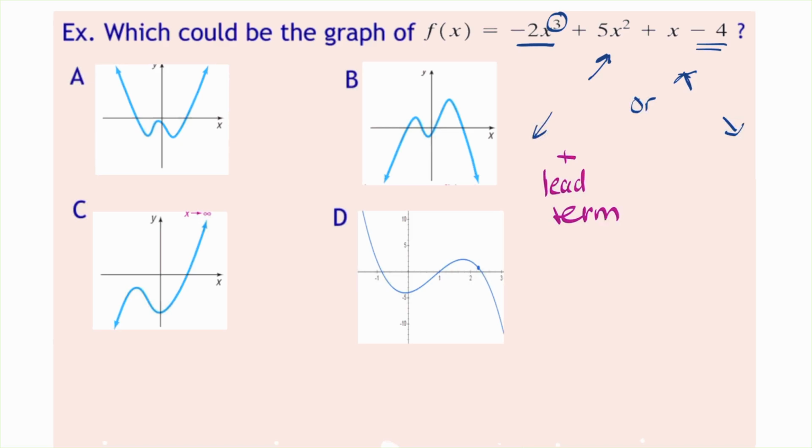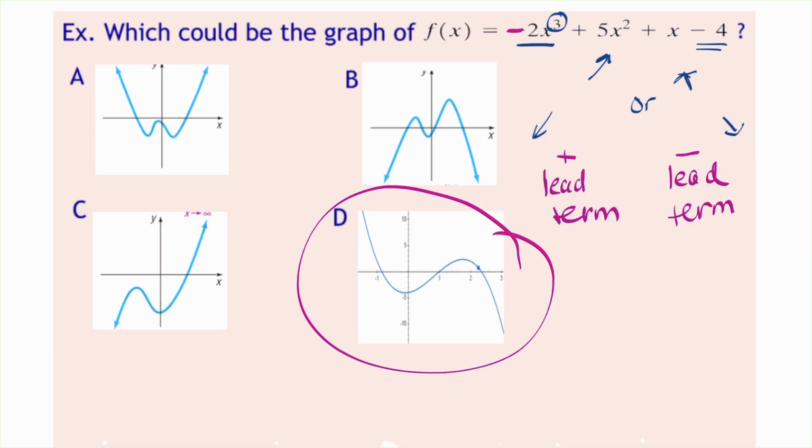The way I think of it is that if it is increasing left to right, something like this, it has a positive lead term. If it is decreasing left to right, starts high and goes low, that would indicate it has a negative lead term. Since this particular function has a negative lead term, the only option is D.